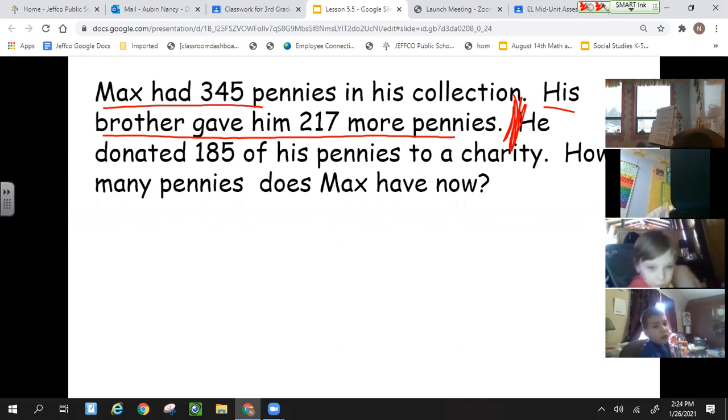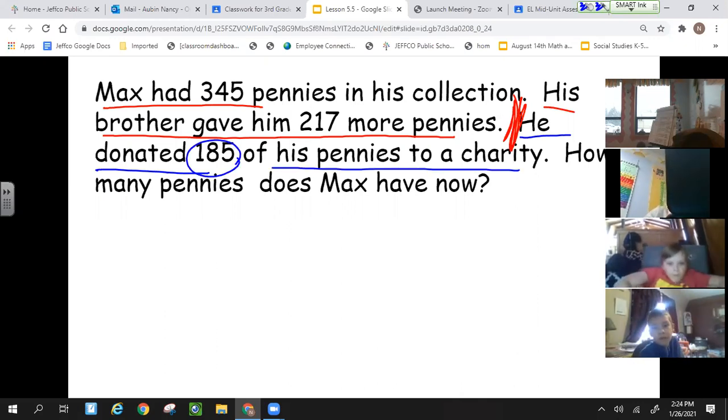You're going to have to do something with the answer to that problem when you read the second step. He donated 185 of his pennies to a charity. How many pennies does Max have now? These are two different steps.